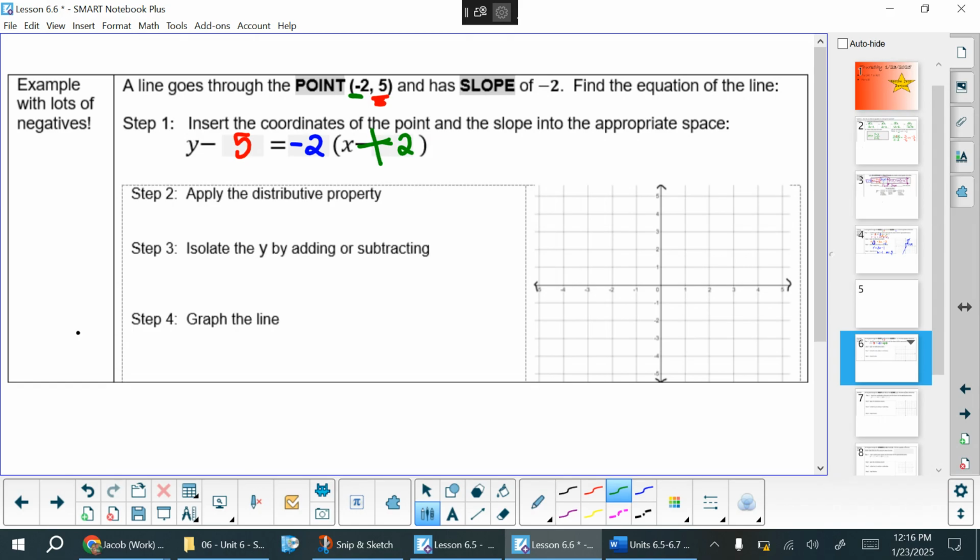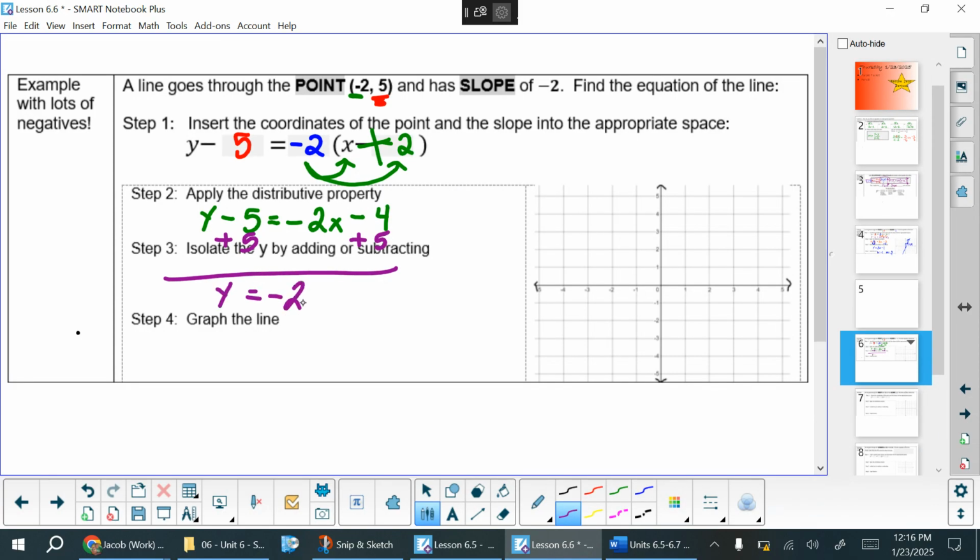Now we can go through and apply our distributive property. Negative 2 times x is negative 2x. Negative 2 times a positive 2 is negative 4. And the left side of the equation has not changed. Make sure that's still there. Make sure you've still got an equal sign. And then our last step is going to be to solve for y, and I will do that by using inverse operations. If I see a minus 5, I've got to do a plus 5. And I get y equals negative 2x plus 1. Because negative 4 plus 5 is 1. On this side, that's zeroed out.